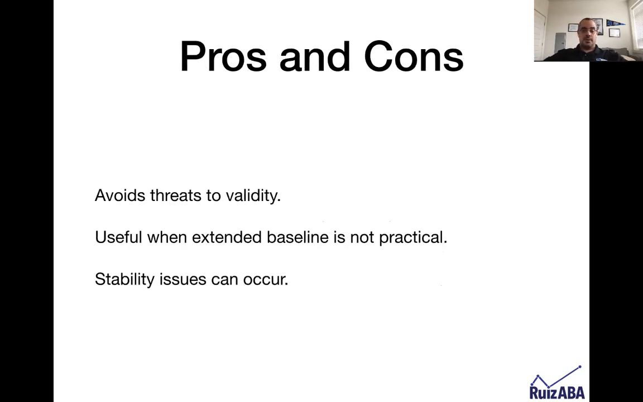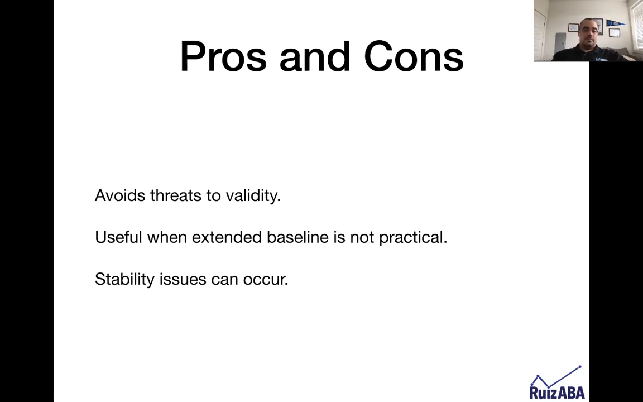But the pros and cons: the nice part about the multiple probe is it does avoid threats to validity through the measure, through taking probe data instead of continuous data. And it's useful when an extended baseline is not practical. So there's certain times we don't want to extend a baseline where nothing's really being gained and things could actually be lost. So we don't want to do that.